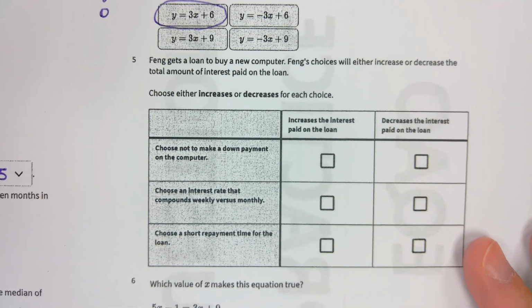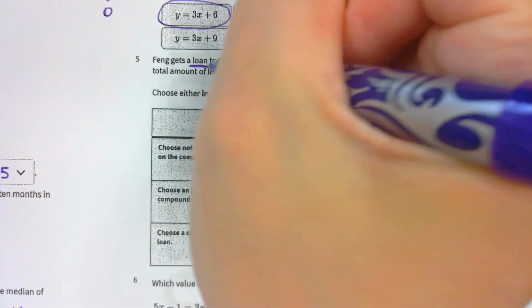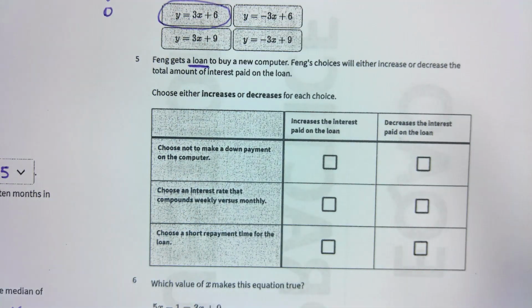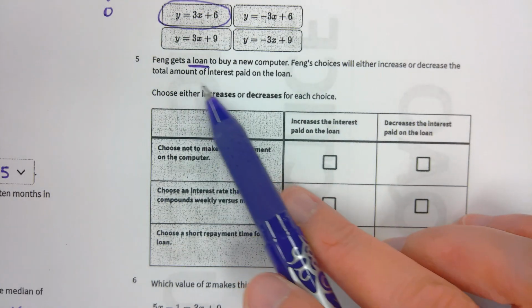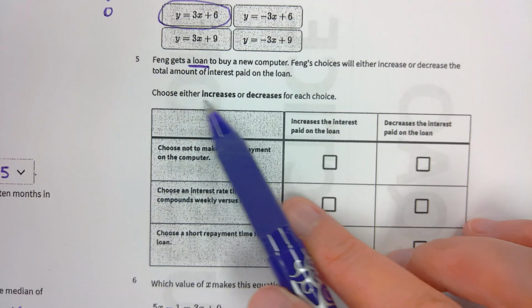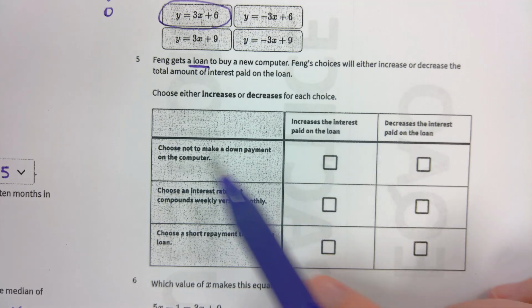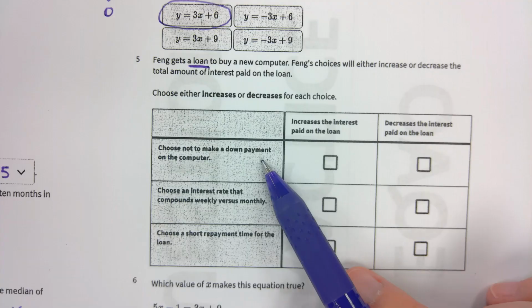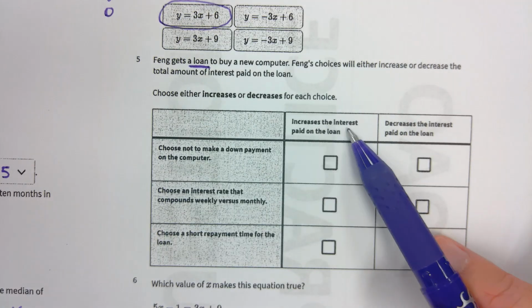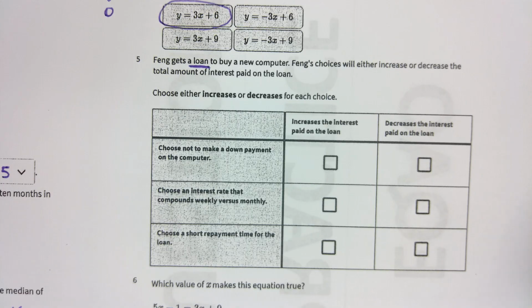Okay. Finance. Alright, so Fan gets a loan. Okay, so it's a loan. You're borrowing money to buy a new computer. His choice will either increase or decrease the total amount of interest paid. So choose whether the scenario will increase or decrease for each choice. Okay, choose not to make a down payment on the computer. So if you don't make a down payment, does it increase the interest paid on the loan or does it decrease the interest paid on the loan?